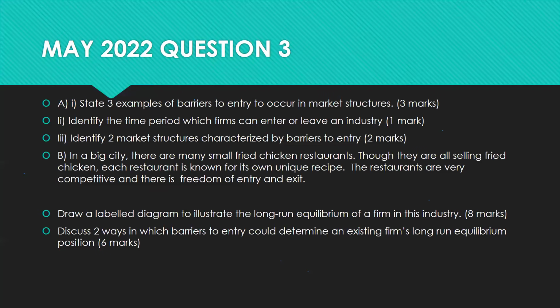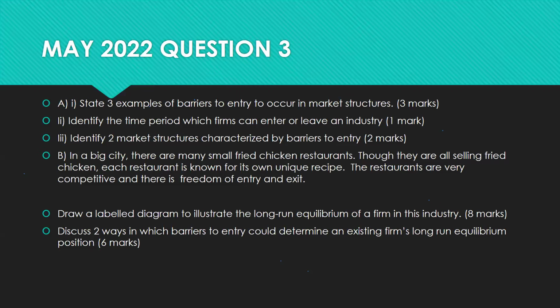So let's look at this question here. It says, state 3 examples of barriers to entry that occur in market structures. So that would be stuff like financial barriers, legal barriers, lack of suppliers, limited market, predatory pricing, economies of scale. Anything that makes it difficult for another firm to enter the market.